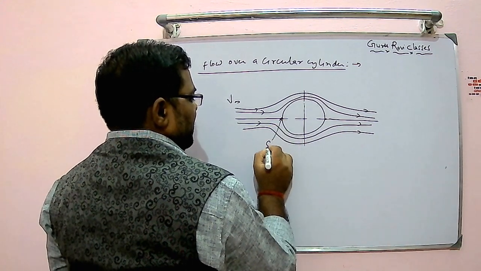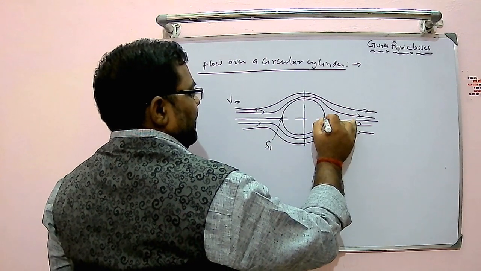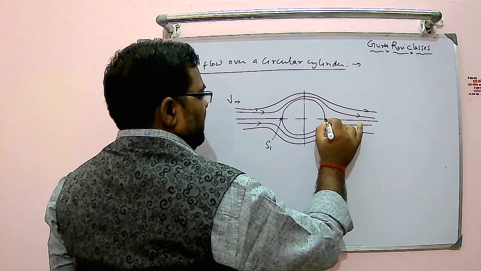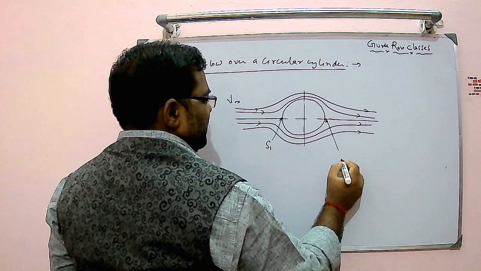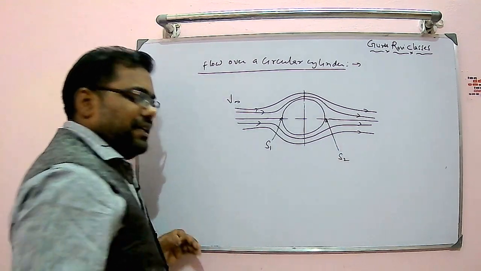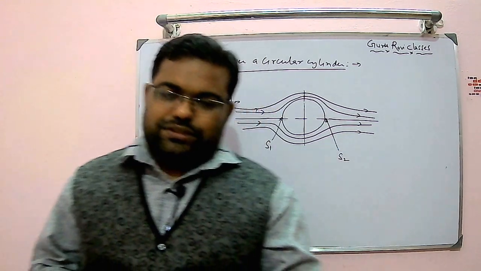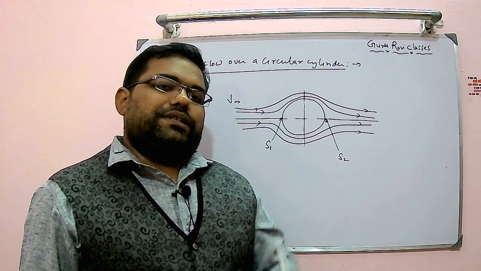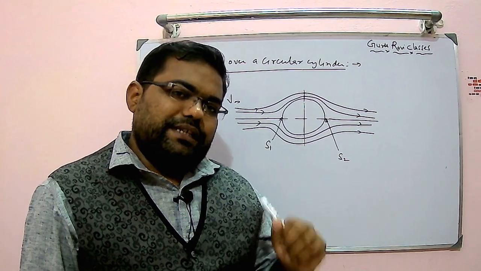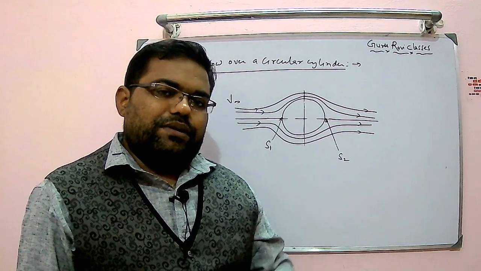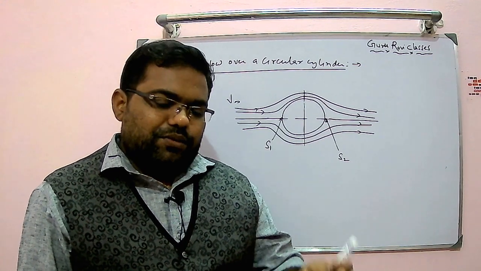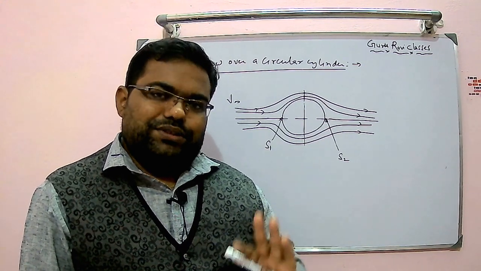It is one stagnation point, if I say S1, and this is where flow is again detached and flow velocity is becoming zero. This is called the second stagnation point. So any object which is moving through air will have two stagnation points. One stagnation point where flow is getting attached, and a second stagnation point where flow is getting detached. The moment flow is getting detached means velocity is almost zero.